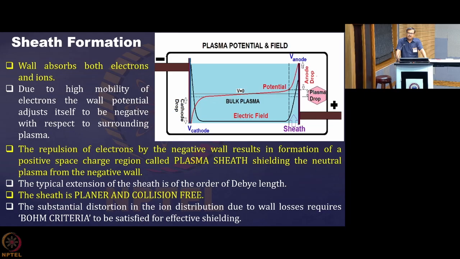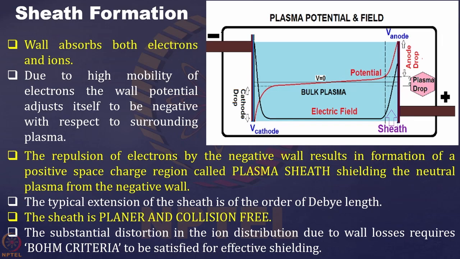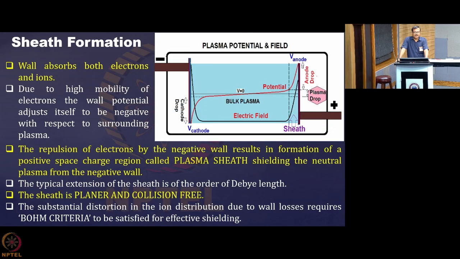The repulsion of electrons by the negative wall results in formation of a positive space charge region called plasma sheath that shields the neutral plasma from the negative wall. The typical extension of the sheath is of the order of Debye length, and the sheath is planar and assumed to be collision free. The substantial distortion in the ion distribution due to wall losses requires the Bohm criteria, a criteria that we will be deriving, to be satisfied for effective shielding.